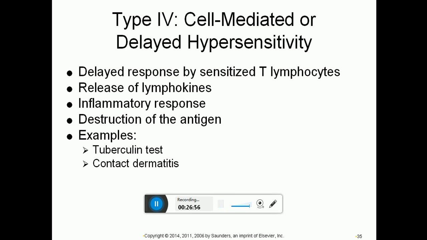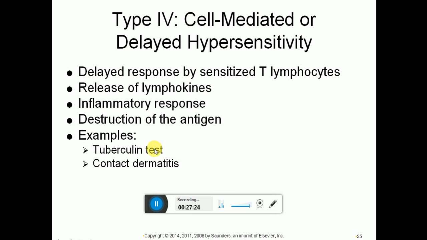The last type, or type 4, that's also called cell-mediated or delayed hypersensitivity. This is caused by the T lymphocytes, and the T lymphocytes will release lymphokines that lead to severe inflammatory response and destruction of the antigen. So, for example, tuberculin test and contact dermatitis. We talked about contact dermatitis a little bit when we talked about the skin.